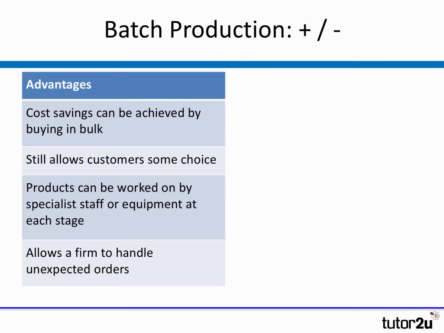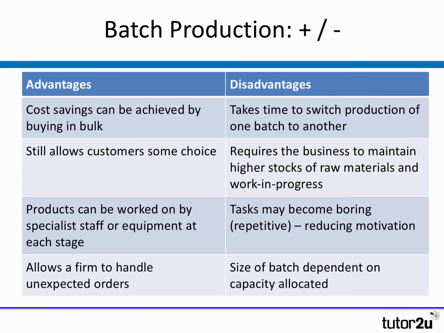Batch production is pretty flexible. If you suddenly get a request for a large quantity to be made, it's normally possible to do it. You don't have to stop the production line, you simply increase the size of the batch. The downsides, of course, by definition, batch production is going to involve more elements of work in progress as the batches go through the production process.